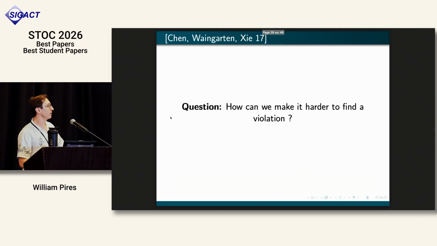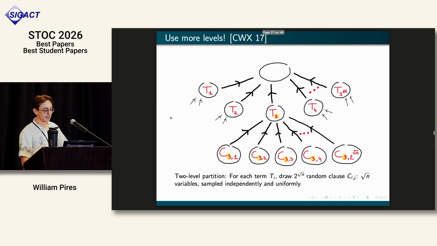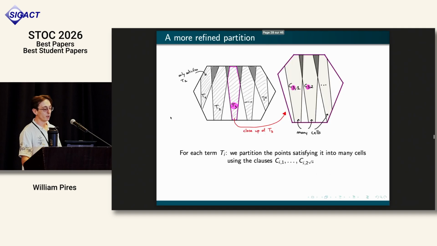So after this, Chen, Waingarten, and Xie looked at this construction and thought, how can we make it harder? And the idea is that before we used the CNF version, and now we're going to use the DNF version too. So we're going to draw 2 to the root n many terms, and for each term we're going to draw 2 to the root n many clauses. And again, each of these clauses is obtained by drawing root n variables independently and uniformly at random. And the punchline is that this gives you a more complicated partition.